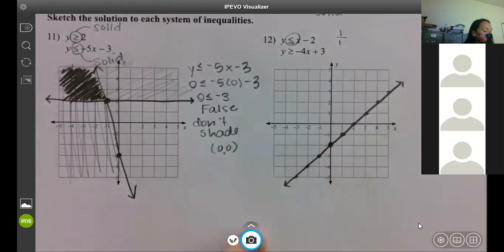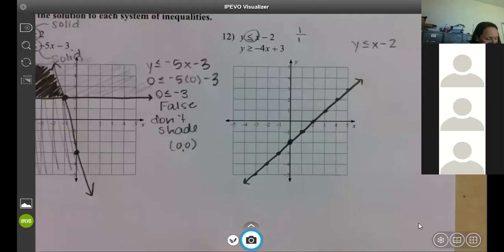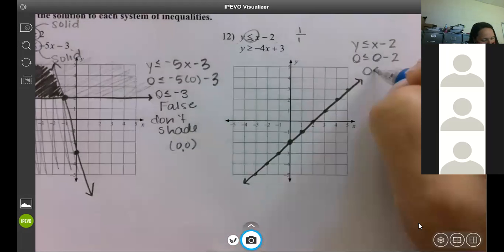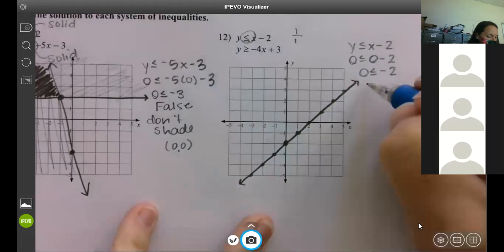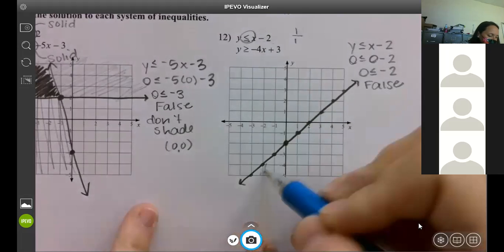And then since the line doesn't go through 0, 0, we're going to check it. So my inequality is y is less than or equal to x minus 2. I'm going to plug in 0, 0. What is 0 minus 2? Is 0 less than or equal to negative 2? Correct, so it is false. So we shade the side without 0, 0. And I'm going to shade it lightly.